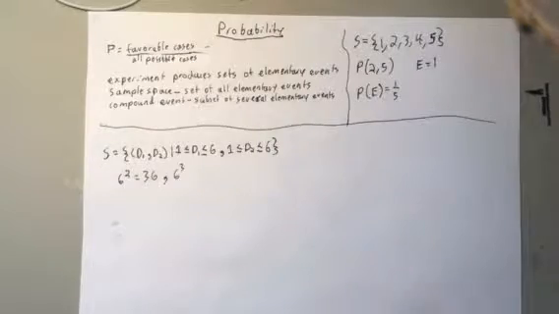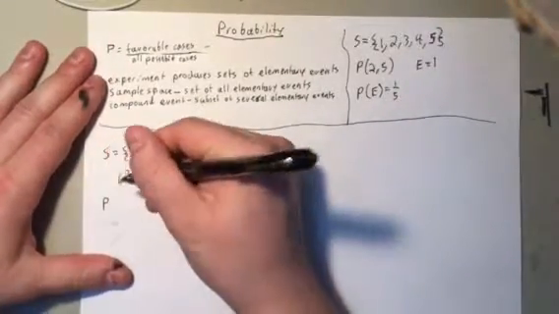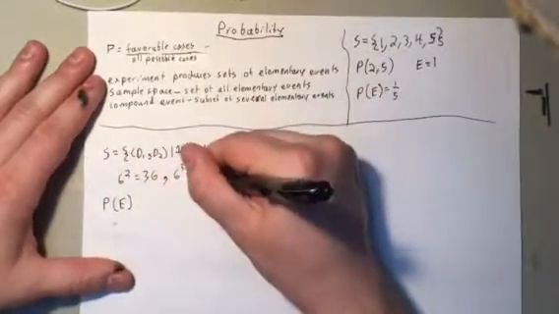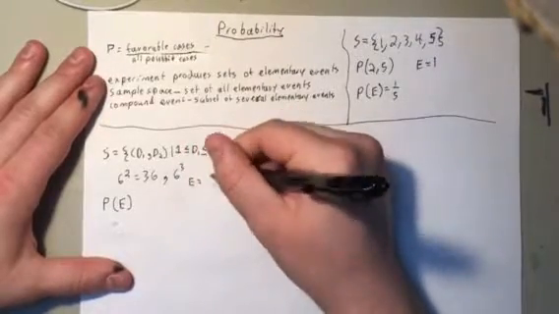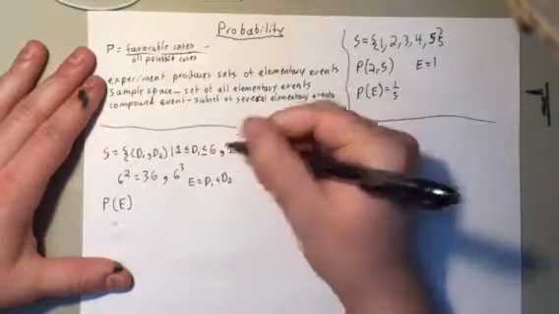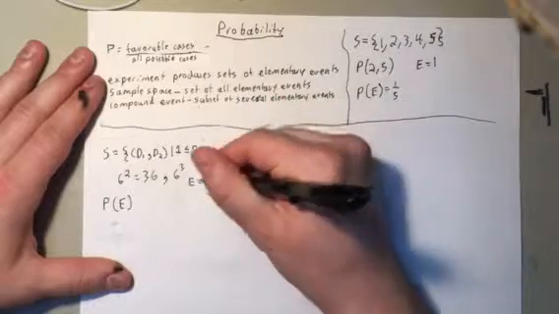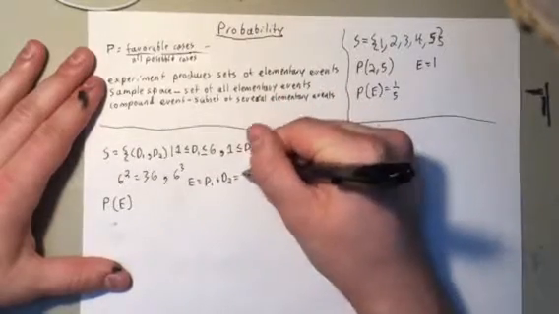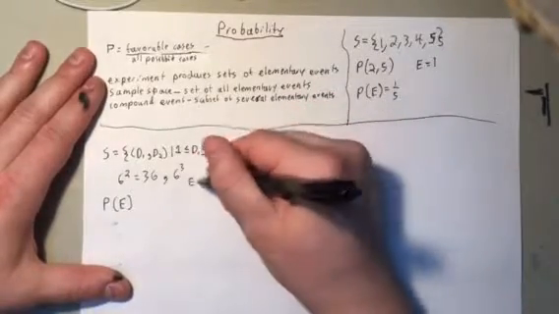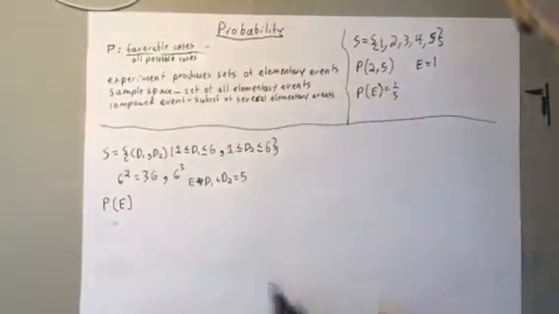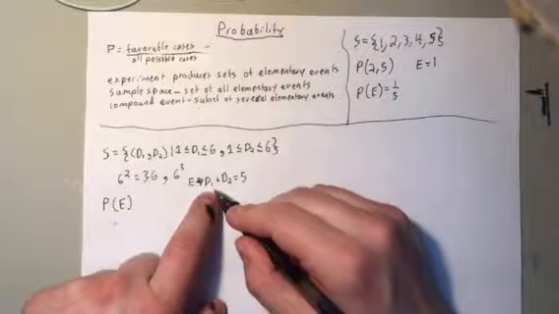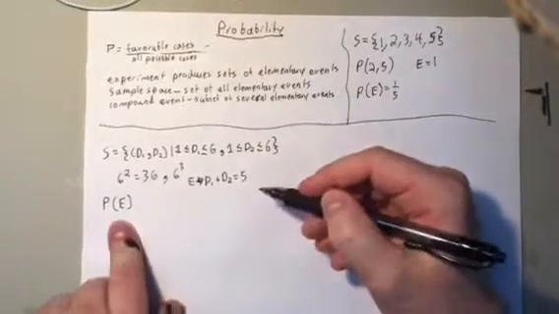Let's say we wanted to find the probability of E, and we'll make E equal to D1 plus D2 equals 5. So our event is that when you add the first die and the second die, you get 5.